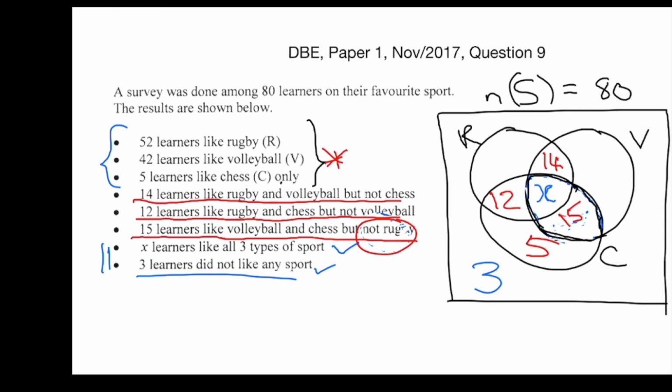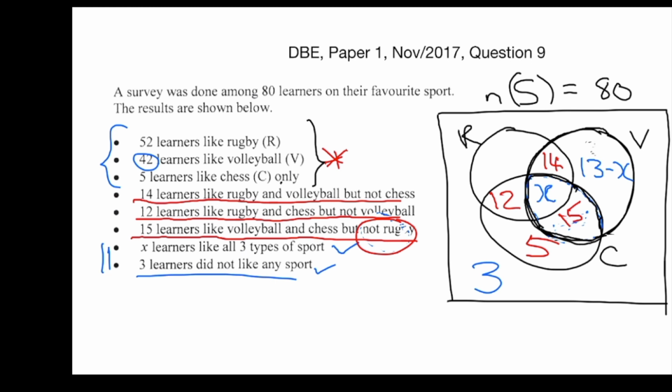And we are told 42 learners like volleyball. Now, volleyball is everything inside V. Already inside V, we have 15 and 14 and X. But we should have a total of 42. So we need now to take 42 and subtract 14 and subtract 15 and also subtract X. And we know that this is 13 minus X. So we have 13 minus X here.